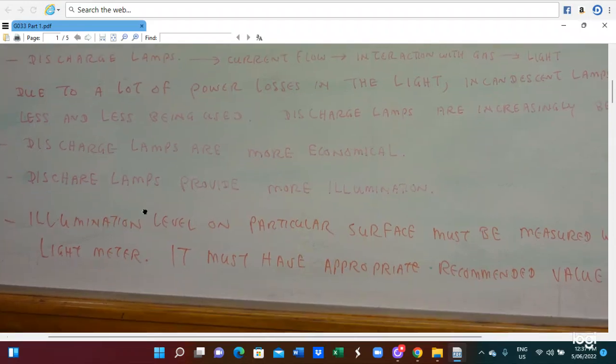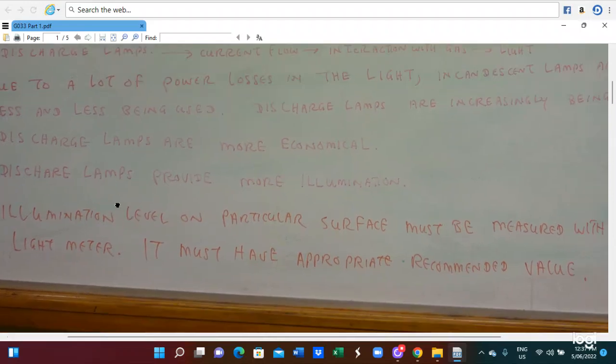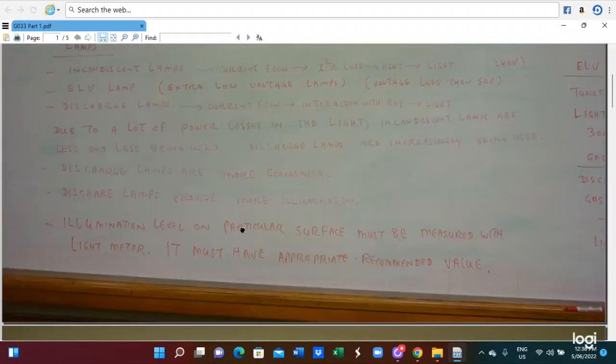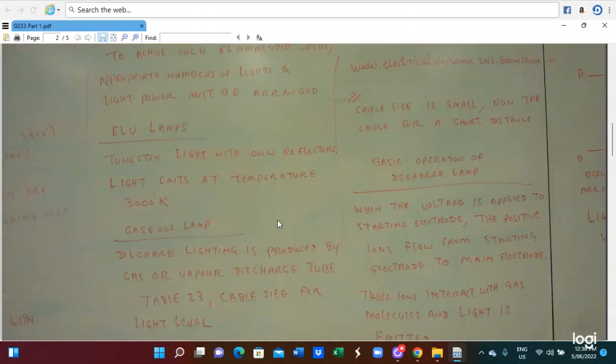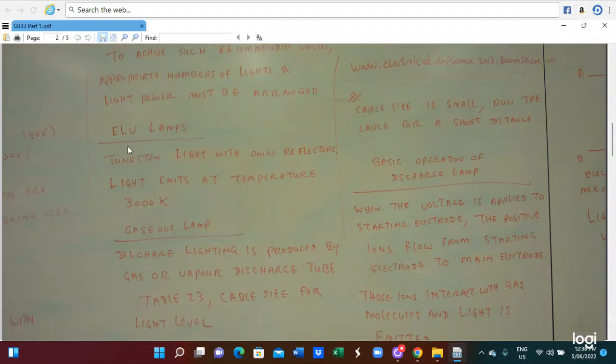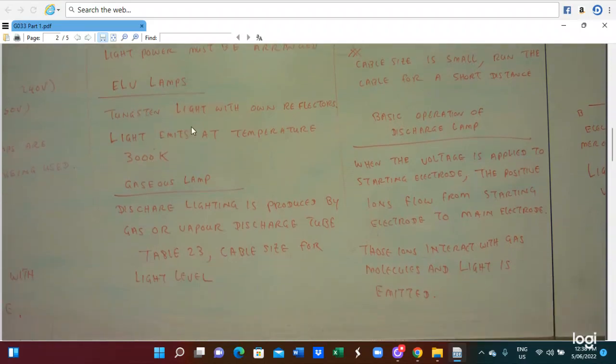Illumination level on a particular surface must be measured with the light meter. It must have the appropriate recommended value. This is the introduction to the lighting system. To achieve such recommended value, the appropriate number of lights and light power must be arranged. The ELV lamps are tungsten with their own reflector, so the light is at a temperature of 3000 Kelvin, so light will emit.